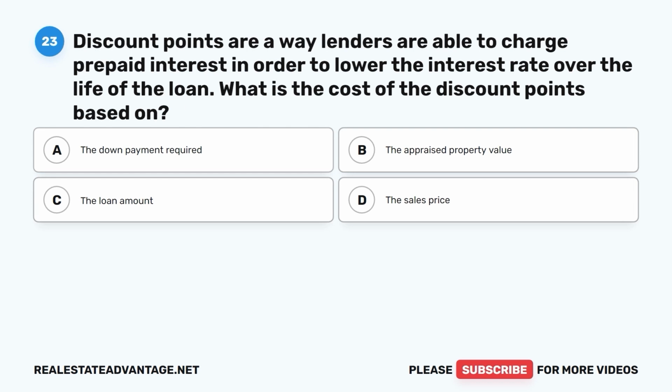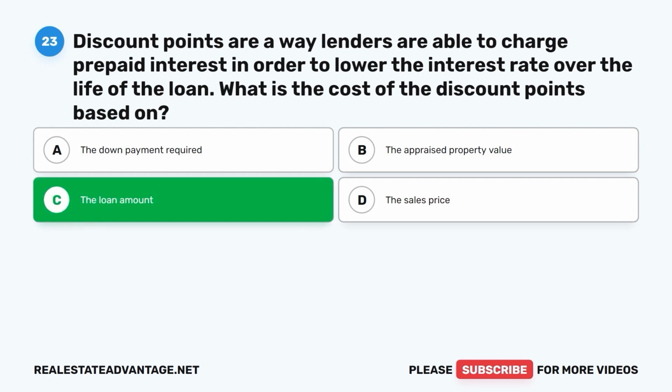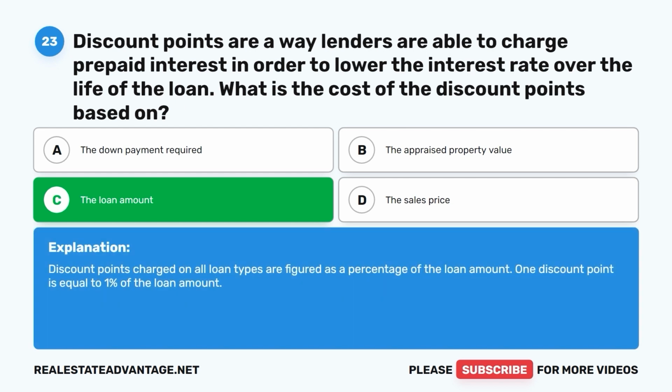The correct answer is C. The loan amount. Discount points charged on all loan types are figured as a percentage of the loan amount. One discount point is equal to 1% of the loan amount.